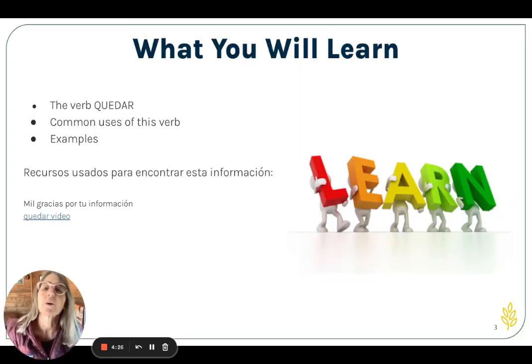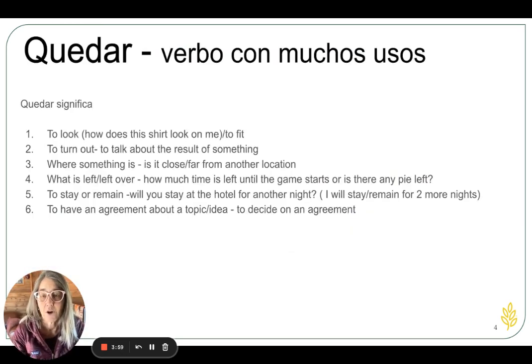So today what we're going to work on is the verb quedar. This is a grammar grab and go. This is like a 10-minute lesson, so it's more of an introduction to this. It gets your ideas piqued, and we can always have a further conversation as necessary. We'll talk about common uses of this verb. There are examples, and there are some resources if you want to look at where I got some of my ideas. So it's not all me, but nevertheless, I will give you an overview of what I learned and know.